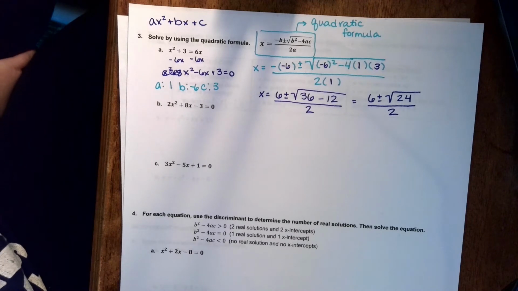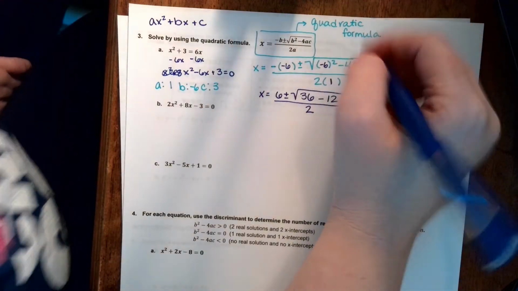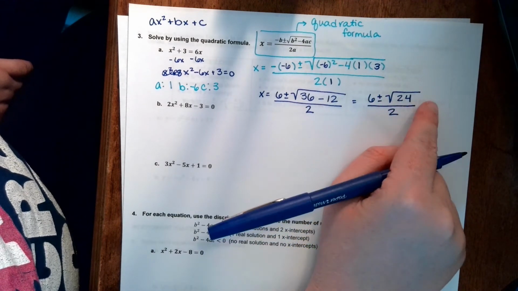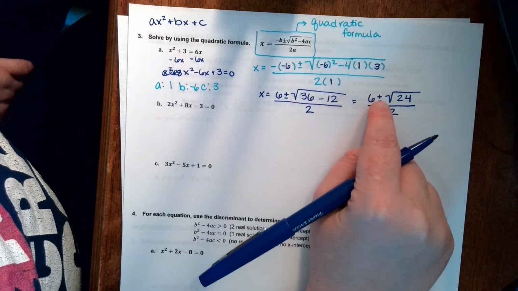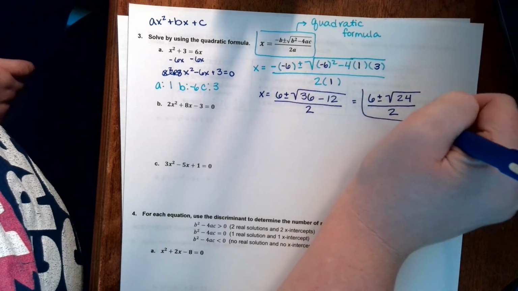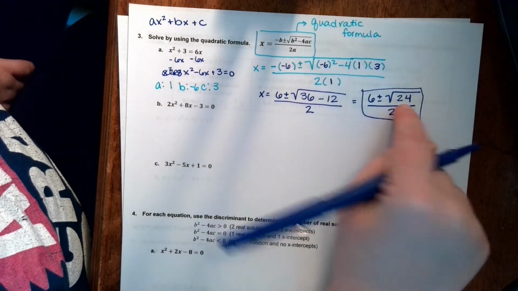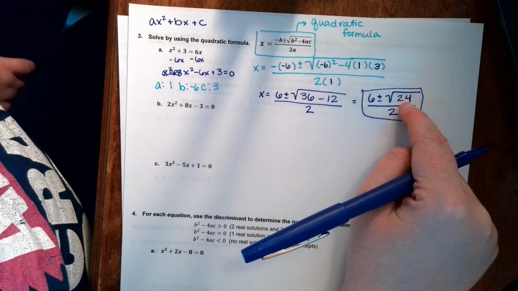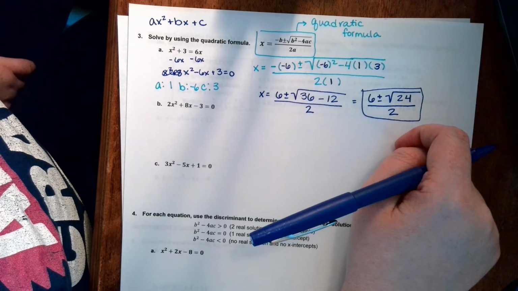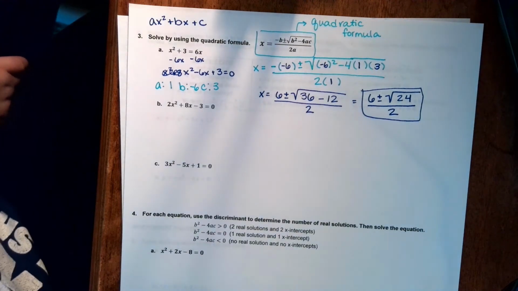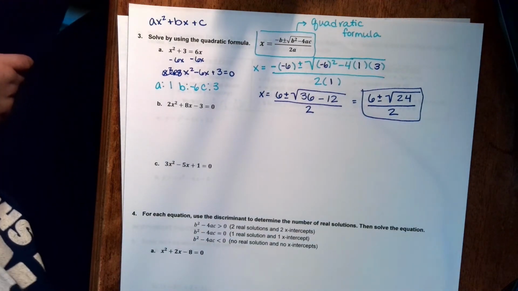So we can do one of two things. We can leave this here, and that's two separate solutions. You have 6 plus square root of 24 divided by 2, and 6 minus square root of 24 over 2. If you have been taught how to simplify an irrational root, you could take it a little bit further and do that. I know my kiddos, we did not spend a whole lot of time on simplifying roots because that's not one of our standards. So I am comfortable with it being left here.